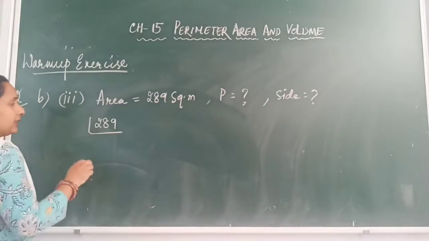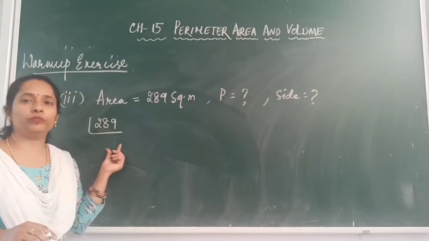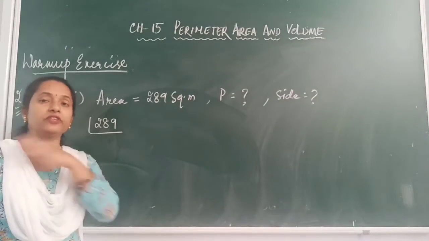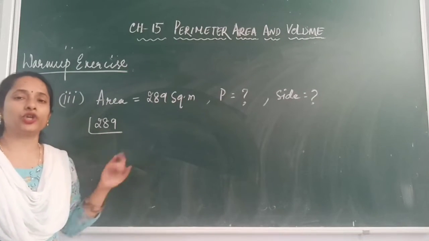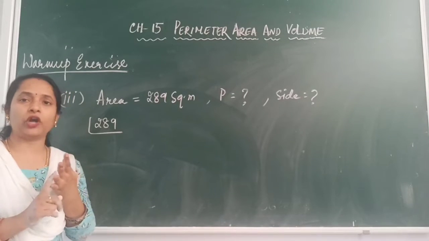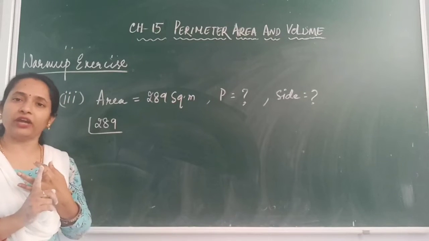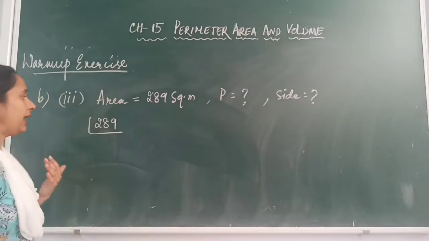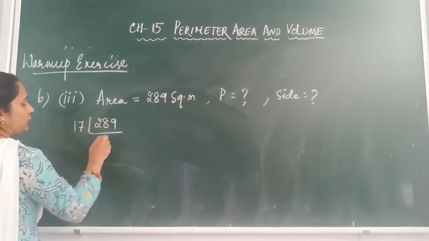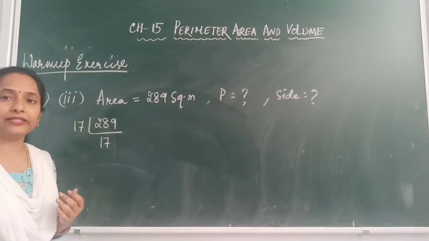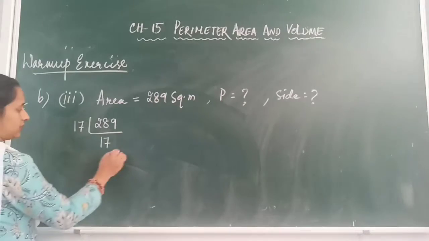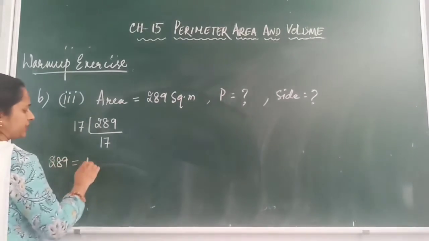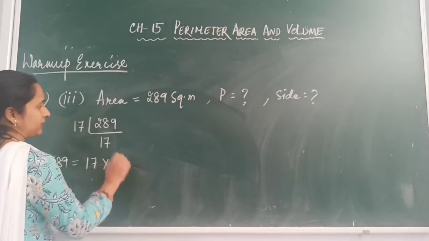289 can't be divisible by 2. Just when we are going for prime factorization, we have to think of prime numbers with which you can divide this number, isn't it? So it can't be divisible by 2, not by 3, not by 5, not by 7, not by 11. And finally, if you go for 17, you find that 17 multiplied by 17 will give you 289. So 289 can be written as 17 multiplied by 17.